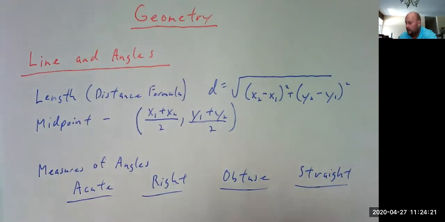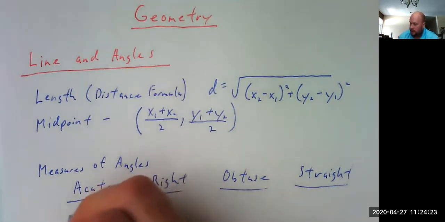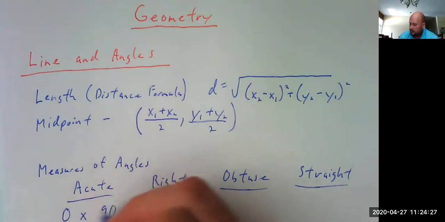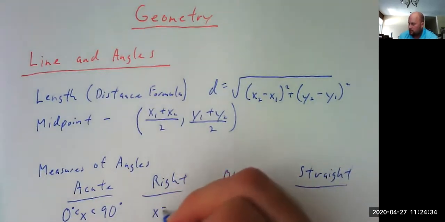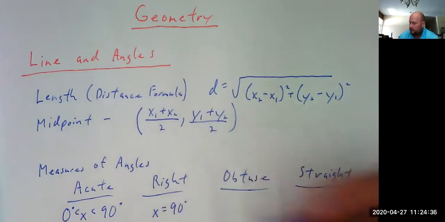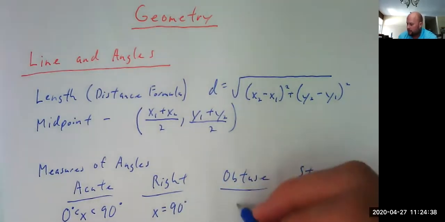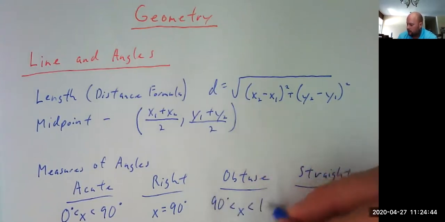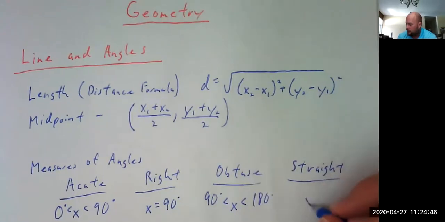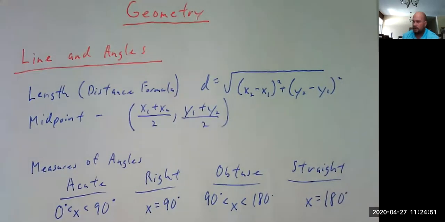So we have acute, which is any angle that's between 0 and 90 degrees. A right angle is any angle that is equal to 90 degrees. An obtuse angle is any angle that's between 90 and 180. And a straight angle is an angle that's equal to 180 degrees.